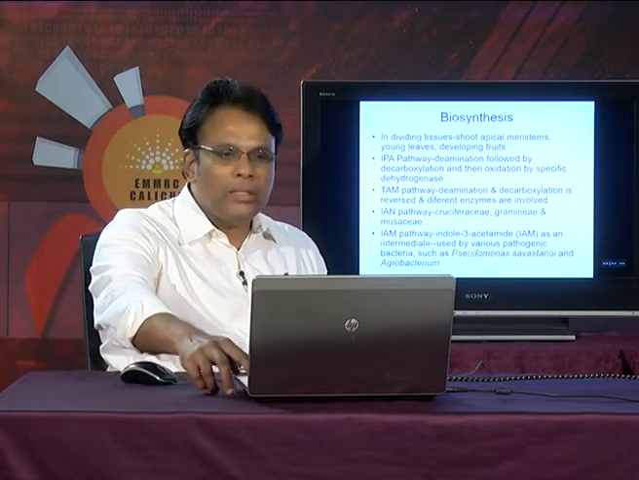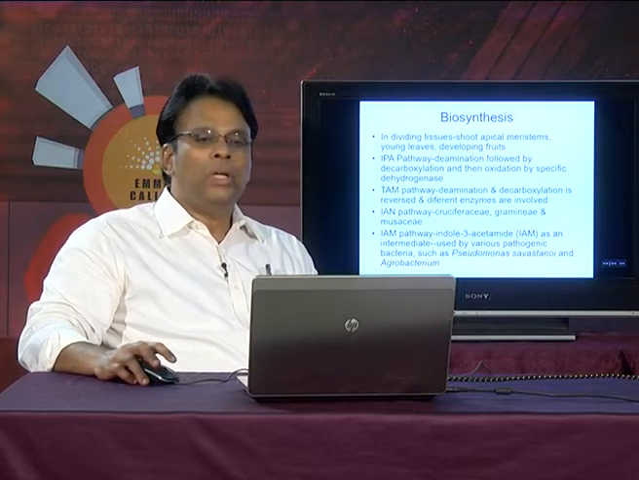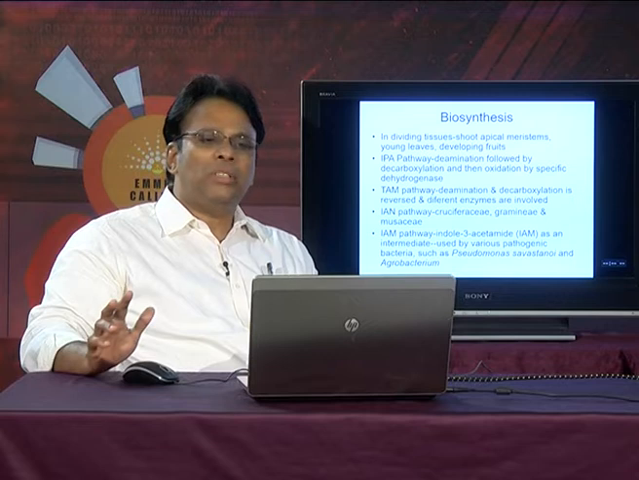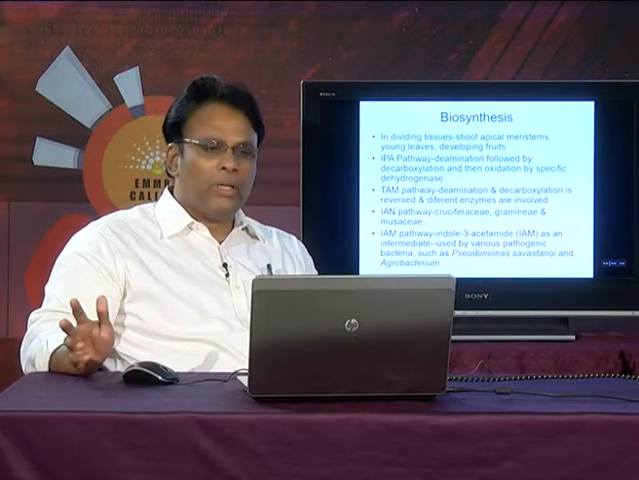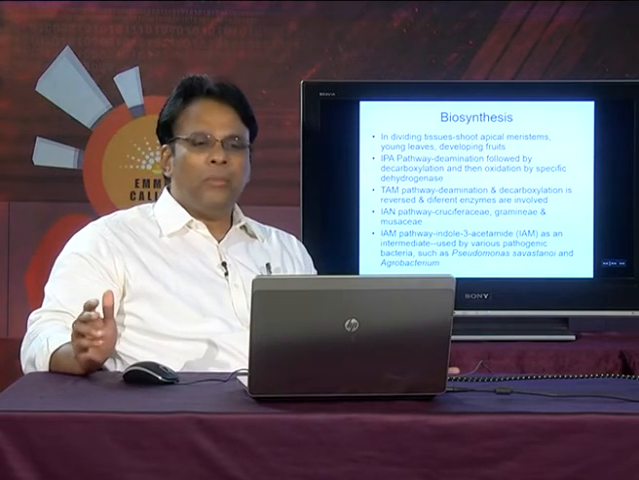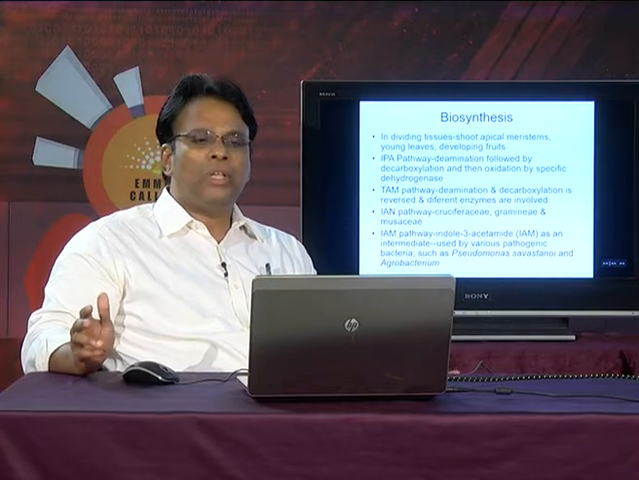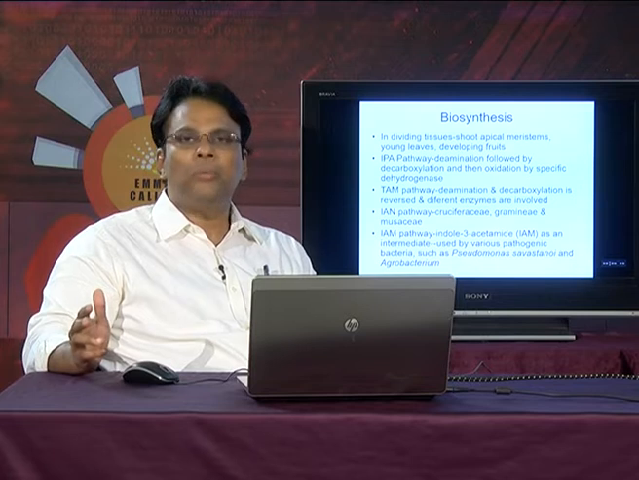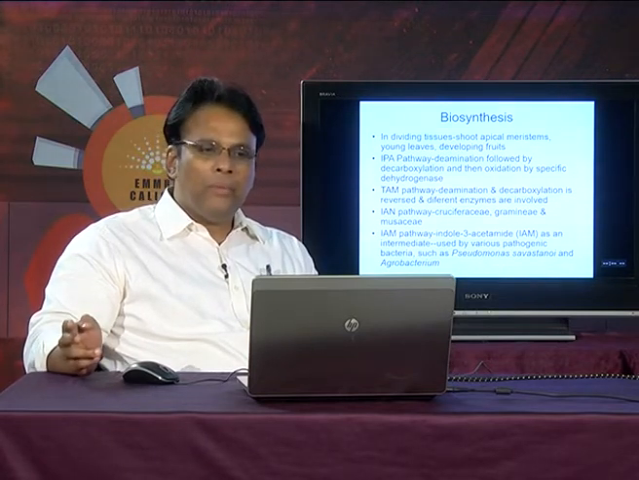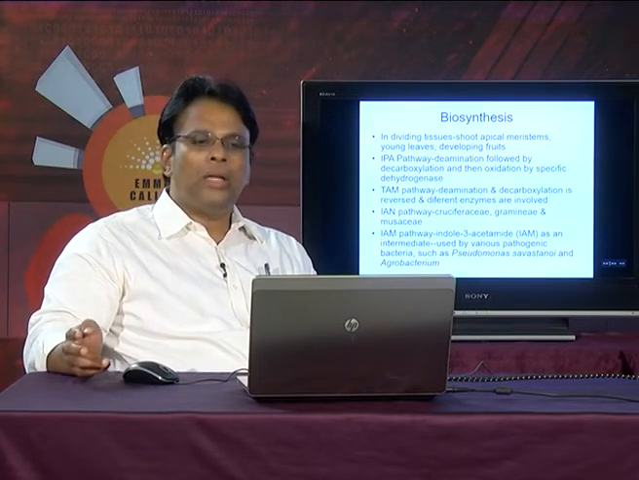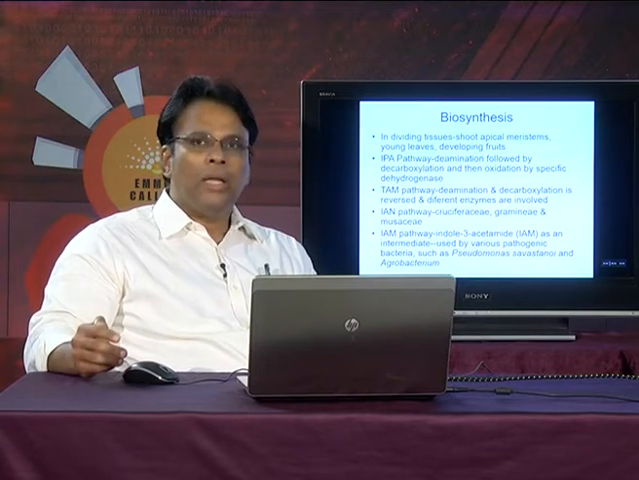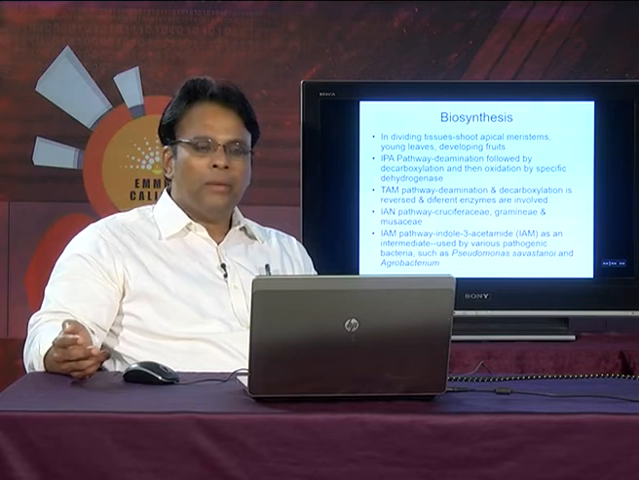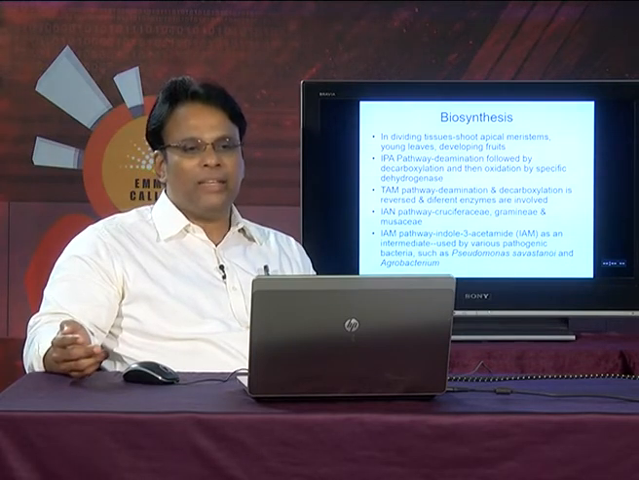and the description regarding this is given over here. In dividing tissues, shoot apical meristems, young leaves and developing fruits, these are the main areas where auxins are being synthesized. The first we have already described, the IPA pathway, is a deamination followed by decarboxylation and then oxidation by a specific dehydrogenase. That is what happens in that particular pathway. Second is the TAM pathway. Here the deamination and decarboxylation are reversed, and different enzymes are involved in this pathway. Third is the IAN pathway, mainly identified in Cruciferaceae.